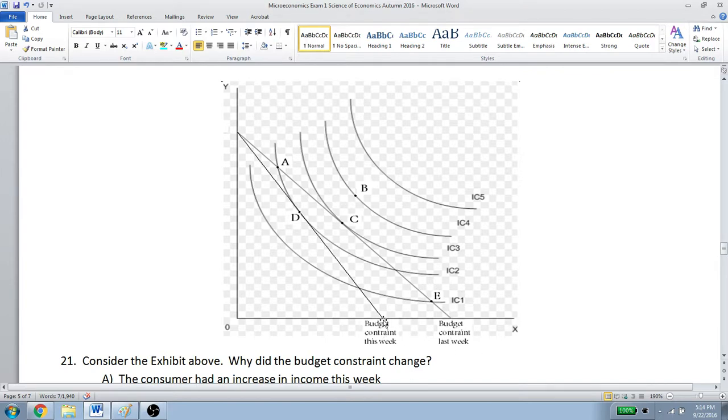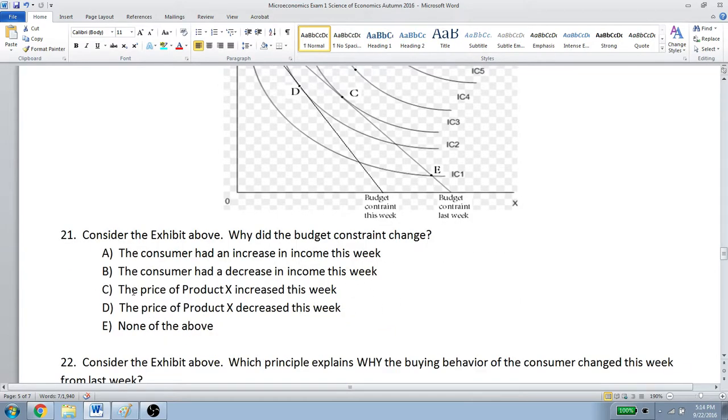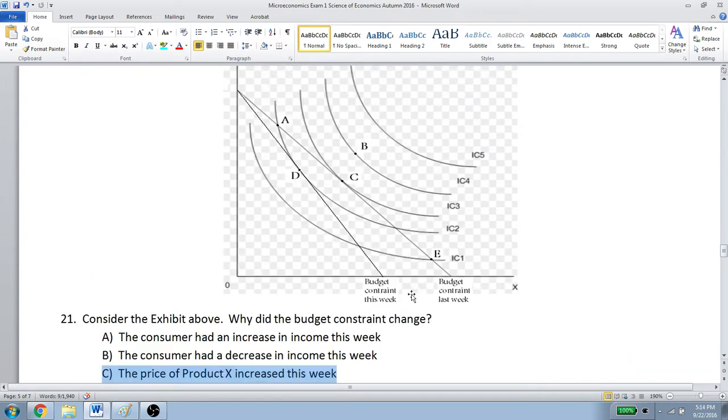But we can buy less X, so that must mean that X has become more expensive. And so the price of X increased this week. That's what we gather from the budget curves.